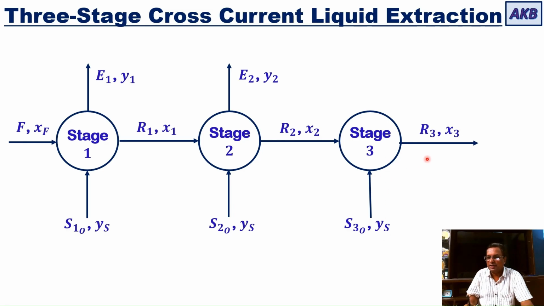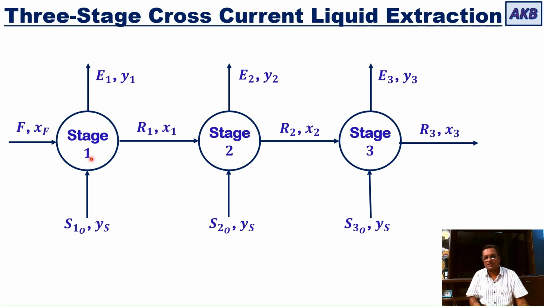Then you'll be getting the final raffinate phase coming out of stage number 3. R3 will be its mass or mass flow rate, and X3 will be the weight fraction of solute in it. And for the extract phase coming out of stage number 3, E3 will be its mass or mass flow rate, and Y3 will be the weight fraction of solute in it. So you can understand that in each stage the raffinate phase is successively contacted with fresh solvent. So this is cross current liquid extraction.